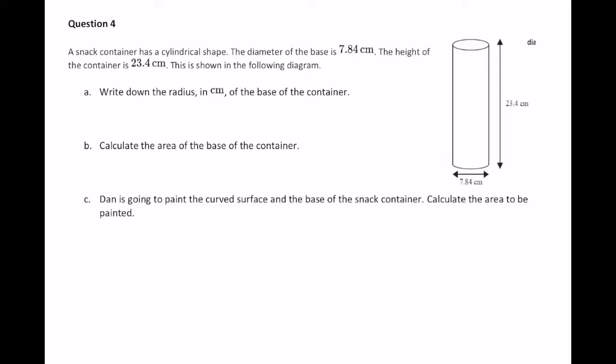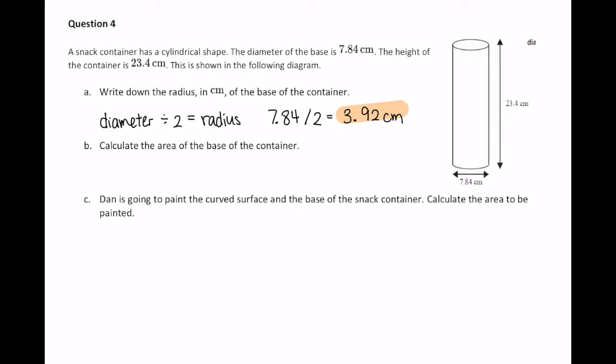Well, we know that the diameter, if you divide it by 2, that is how you get the radius. So in this case, we are given that the diameter is 7.84 centimeters. So when we divide that diameter by 2, we get our answer, which is 3.92 centimeters. Make sure I write my units because it does explicitly say to write down the radius in centimeters.